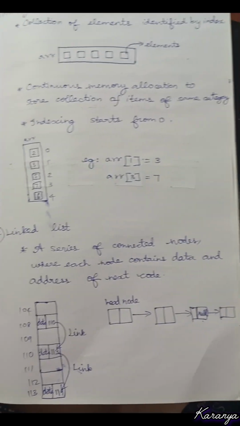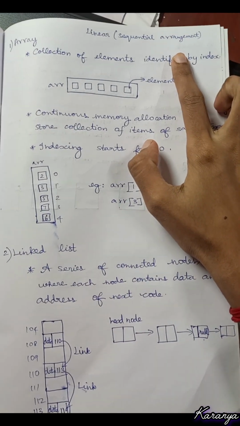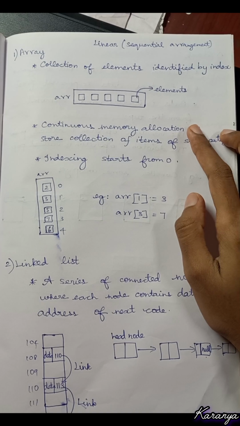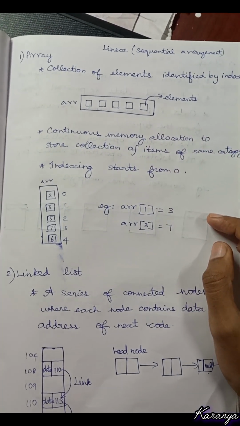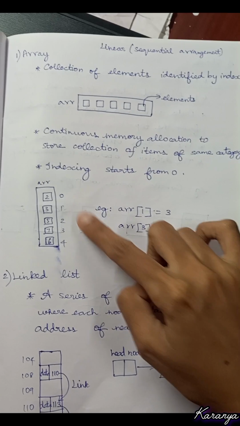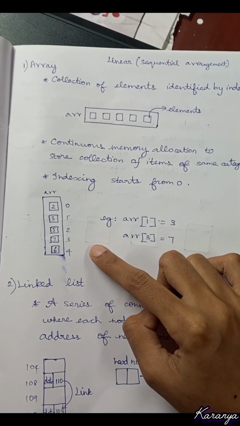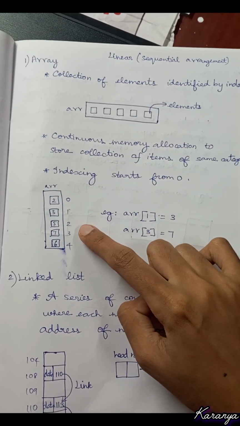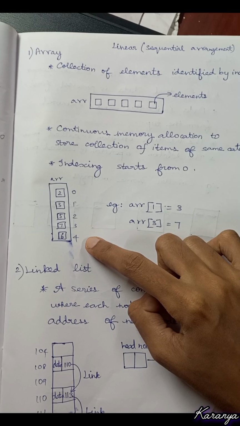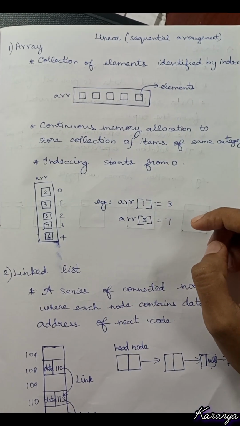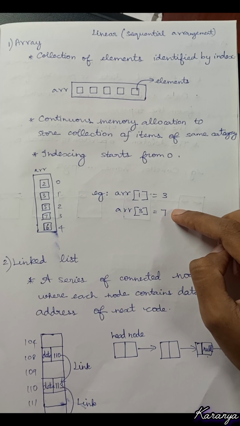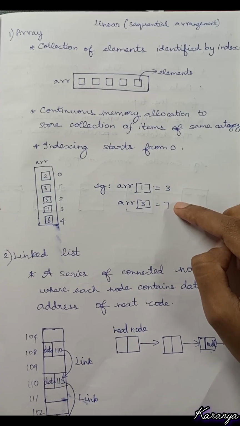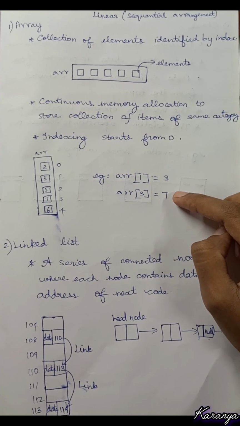Coming to arrays, arrays are collections of elements identified by index. So let us consider an array named ARR, which has 5 elements or items in it. For an array, the indexing starts from 0. In the given array ARR, there are totally 5 elements indexed from 0 to 4, and the first element of the ARR is equal to 3, as the indexing starts from 0, and the third element is 7.